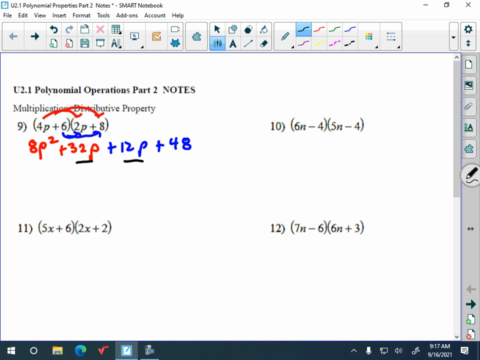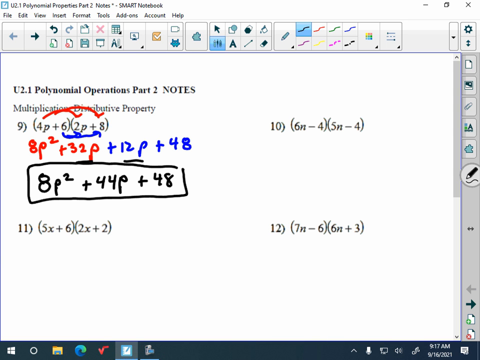And we're going to make sure our final answer is in standard form. So the highest exponent is 8p squared. That's going to go first. We can add the 32p and the 12p together because they're like terms. So that's going to get us 44p. Plus 44p. Don't add the exponents. All right, and then plus 48 at the end. We're in standard form. We can see that this is a degree 2 polynomial. Leading coefficient 8. Just again, some review concepts from yesterday.